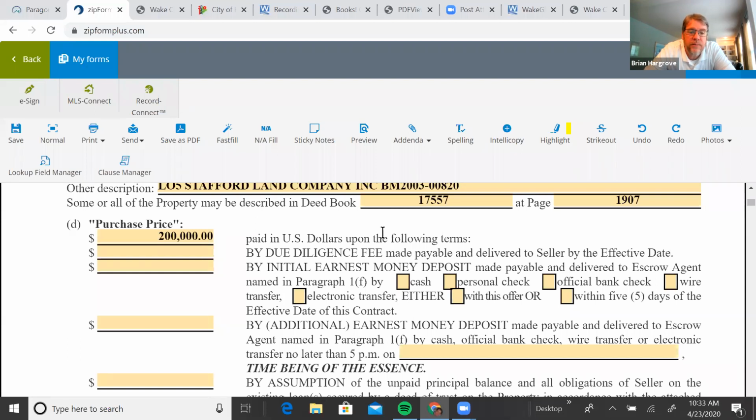Seller, I want to buy your house. I know it's going to be off the market, and I know I have the right to do my investigations, and here's how much I'm willing to pay you for that.